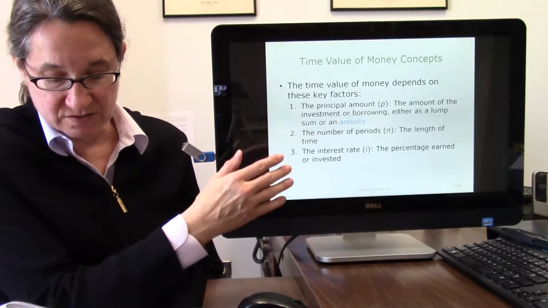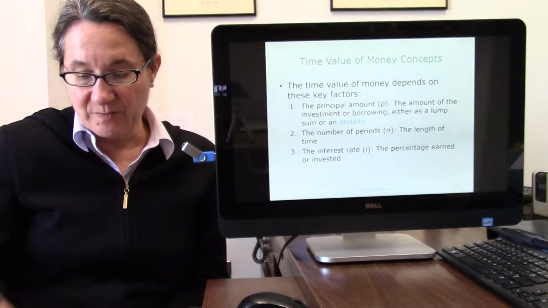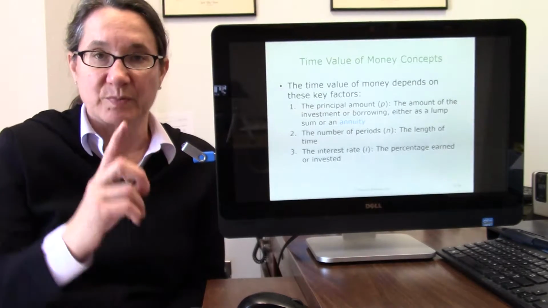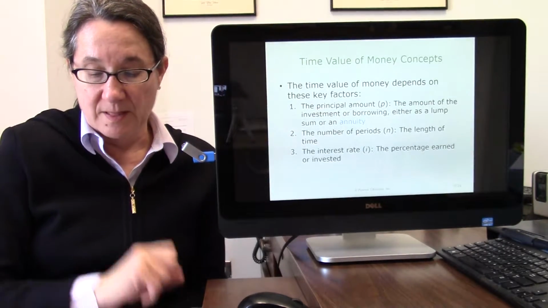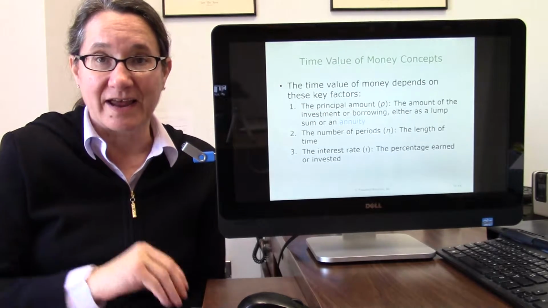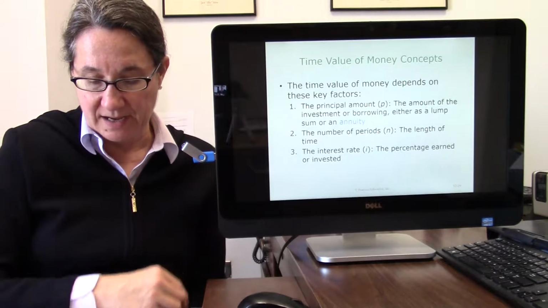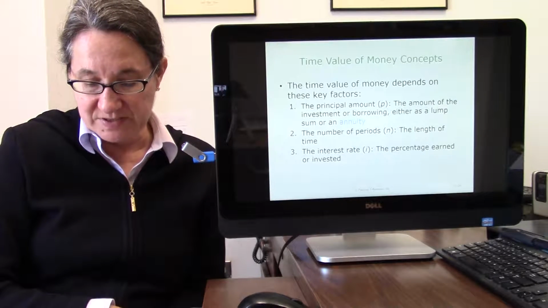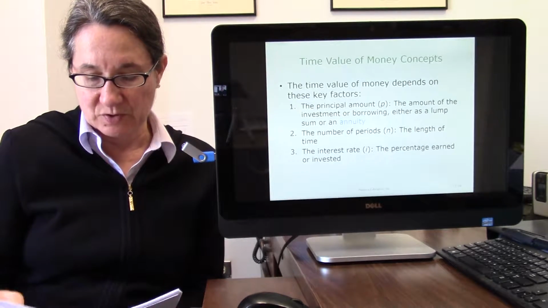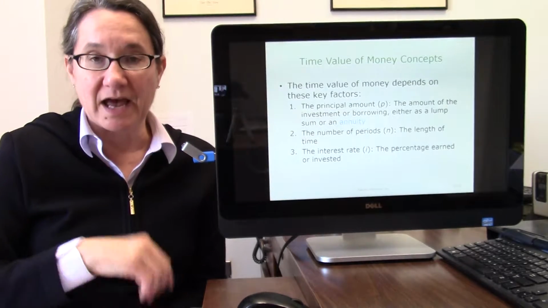Now, these factors should look pretty familiar to you. The time value of money depends on these key factors: the principal amount, the number of periods, which is time, right? How long you're going to have it, the number of periods, and the interest rate. So P, N, and I. The P, principal, refers to the amount of the investment or the borrowing. We state the principal as either a lump sum or an annuity.